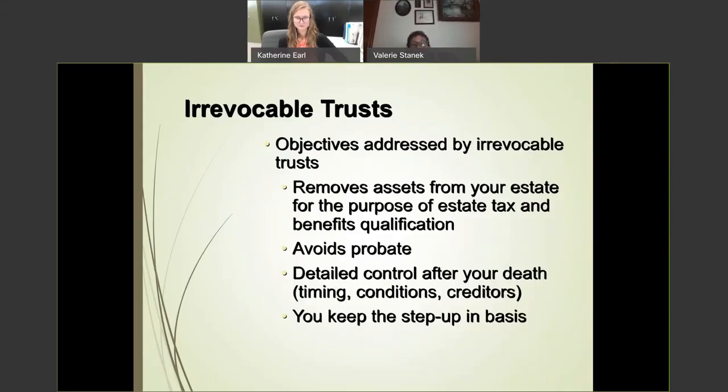It avoids probate. So again, the asset flows right through the trust to your heirs and does not need to go through probate. It doesn't need to go through the court process at your death. So it's much more efficient. Again, you can maintain detailed control of what happens to your assets, when, under what conditions those assets go to your heirs, and you protect those assets from the creditors of your heirs. You also keep the step-up in basis.